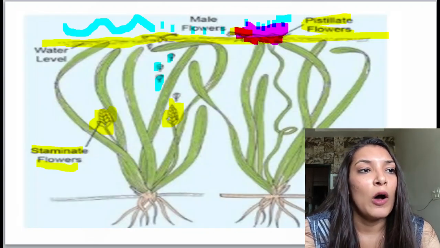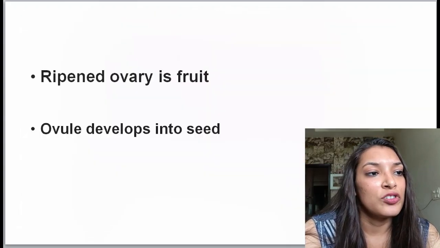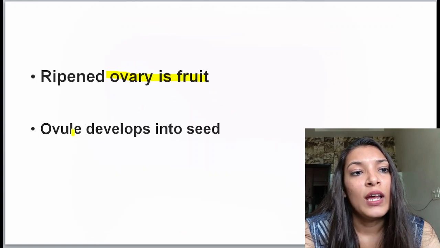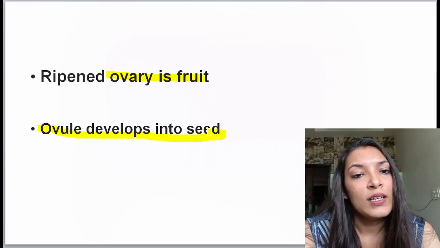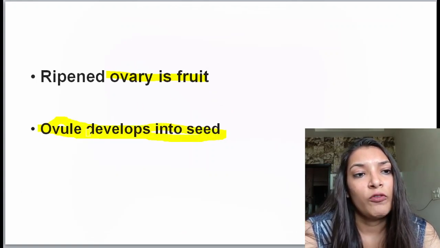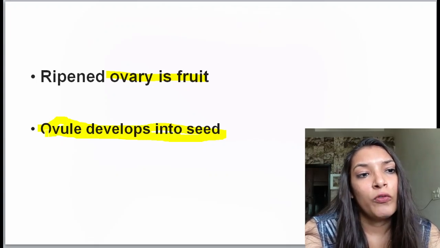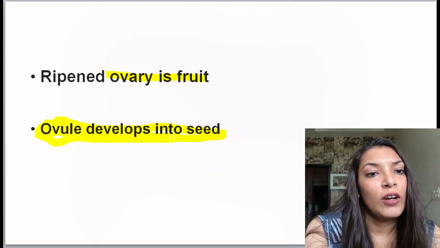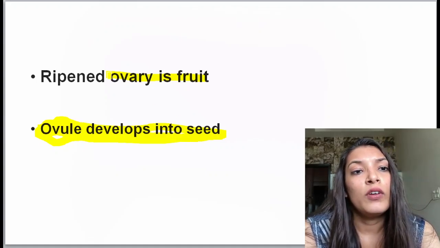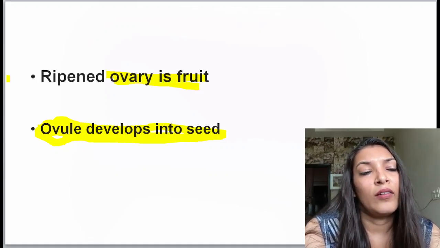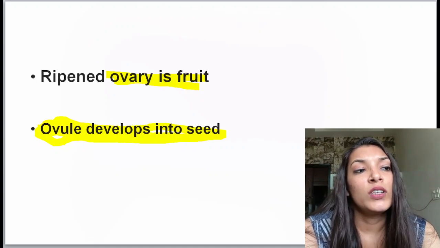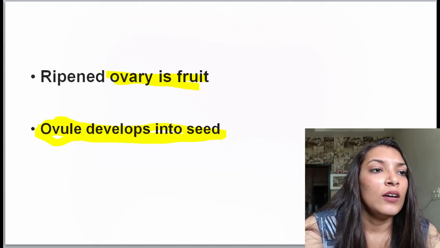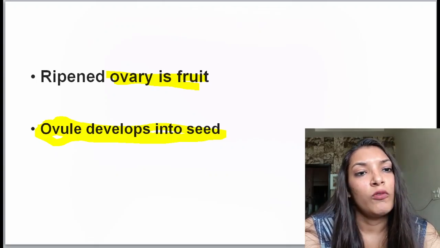So this was all about pollination and fertilization. After fertilization, the ovary develops into a fruit and the ovule develops into a seed. These are the two important facts to be remembered: the ovule, which carried the female gamete, the egg, develops into the seed, and the ovary develops into the fruit. The rest of the parts of the plant wither off. The petals and sepals dry up and wither off.